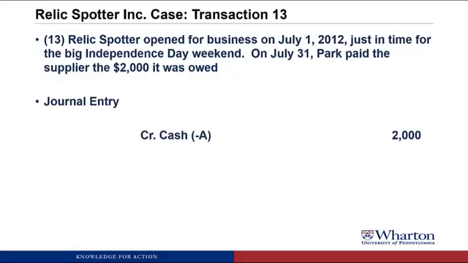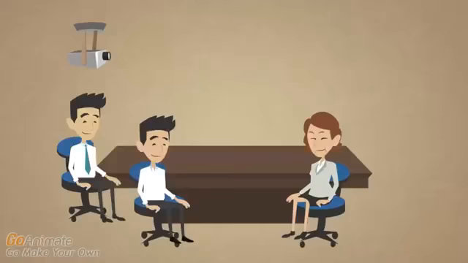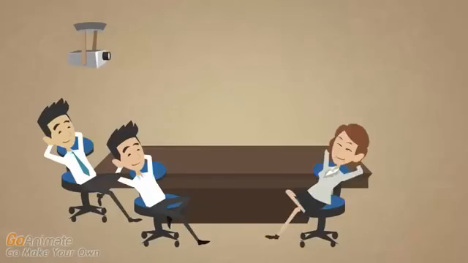The debit here is that we're paying what we owe the supplier. What we owe the supplier is an accounts payable, which is a liability. So if we're paying the supplier, the liability is going to go down, and we make liabilities go down through a debit. So we debit accounts payable for $2,000, which reduces the obligation by $2,000. I think we actually understand this one. Go on.